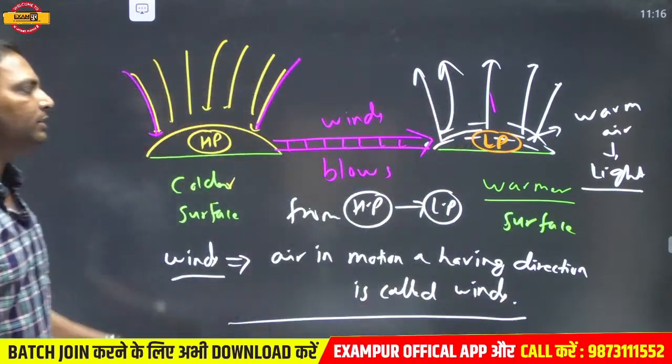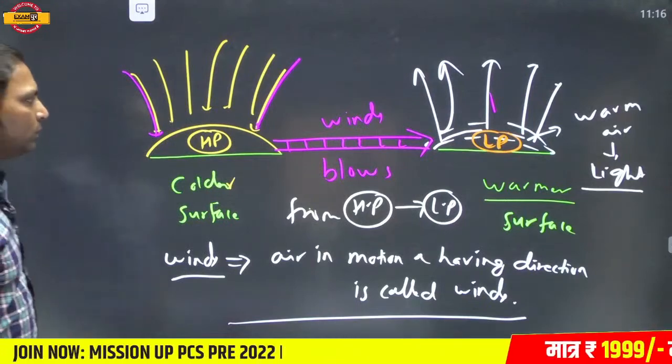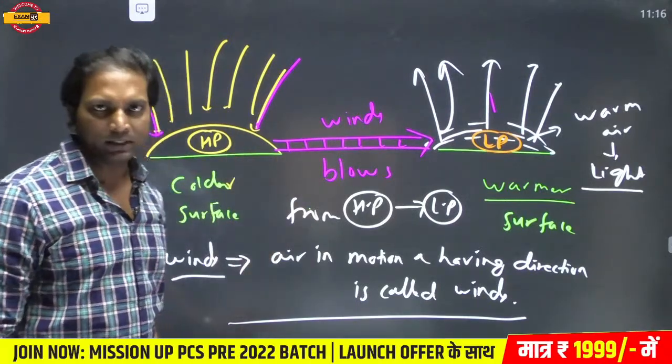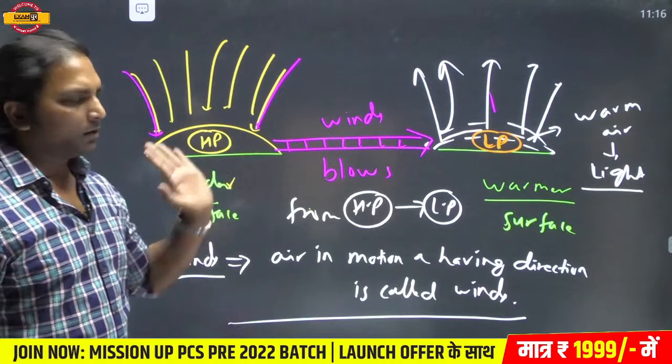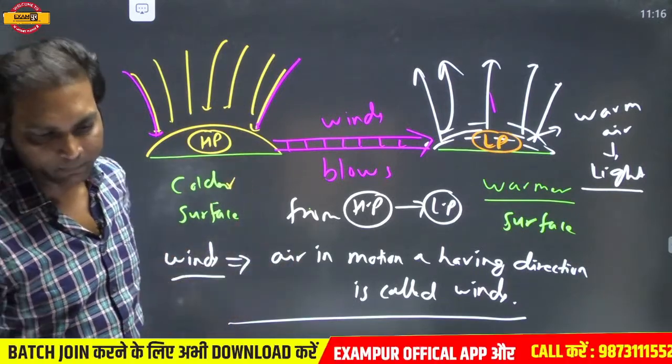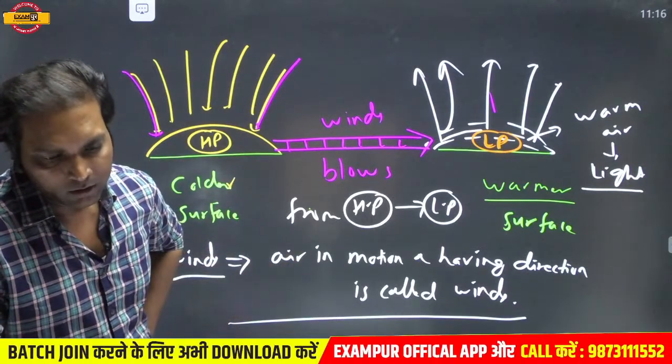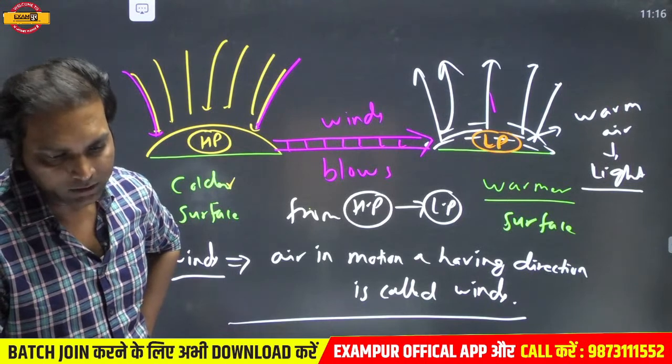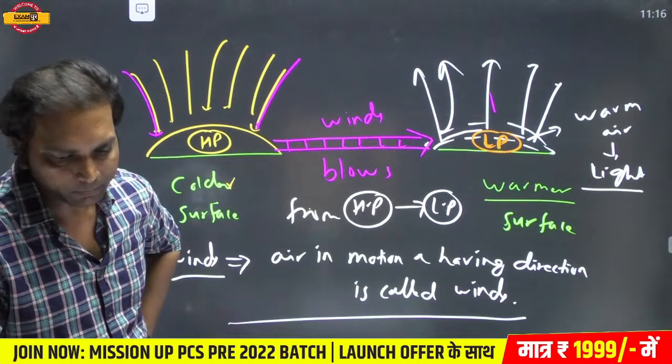So write down these things. And how do the winds blow? They blow from high pressure to low pressure, which you have seen in this picture. Saurabh, Sumit, Arjun, Rakshita, very nice.